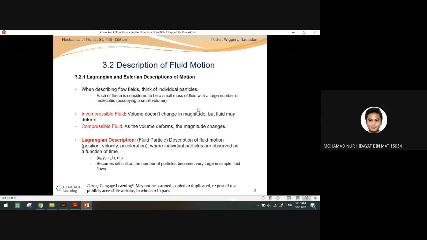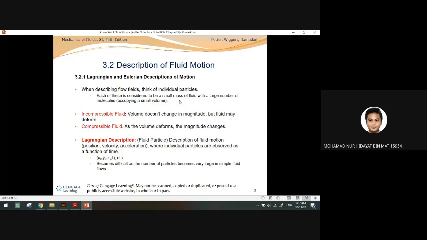So, as we mentioned earlier, you can see the description of fluid motion. All right. So, what is the description of fluid motion? When we involve the motion of the fluid, for example, the fluid consists of particles, right? So, how do we describe the motion of these fluid particles? We have two types of description. This we call Lagrangian. This is the person who discovered the Lagrangian and Eulerian description of motion.